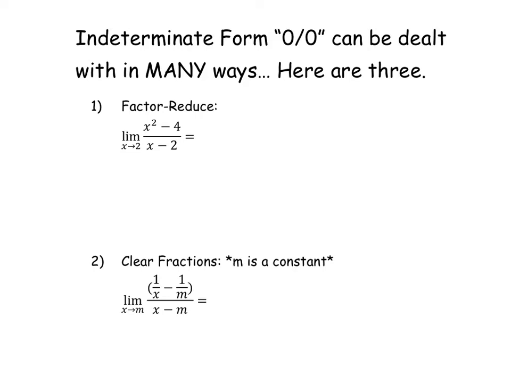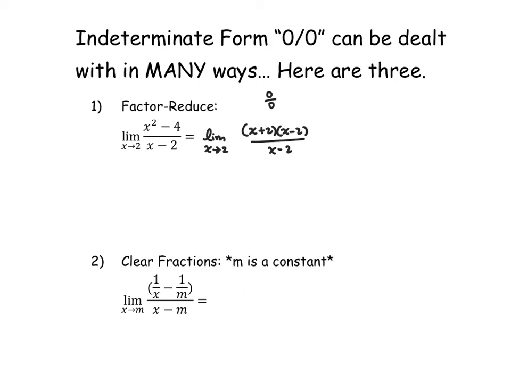I'm not going to do all the work here, but I would get a form of 0 over 0. If you plug in a 2, you'd get (4 minus 4) over (2 minus 2). So what I'm going to do is factor, leaving the limit notation, not evaluating yet. I'm going to factor the numerator as (x plus 2)(x minus 2), and I leave the denominator as is.